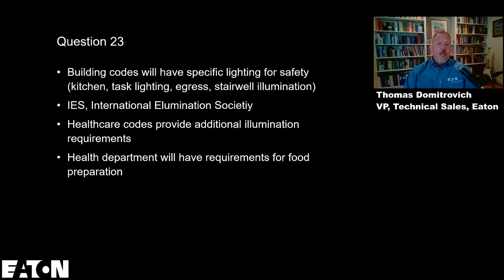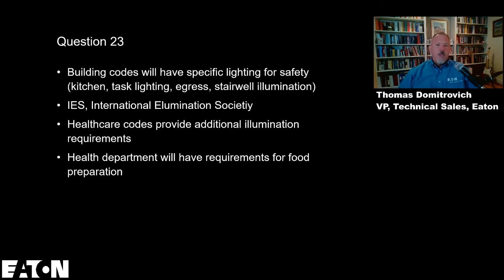And your health department may have requirements for the food preparation area, or for those areas where you're going to have food. I know freezers and things like that will have special lighting requirements for lighting food. So all of that, the NEC may not have it, but you can go to the IES standards, healthcare codes and standards.